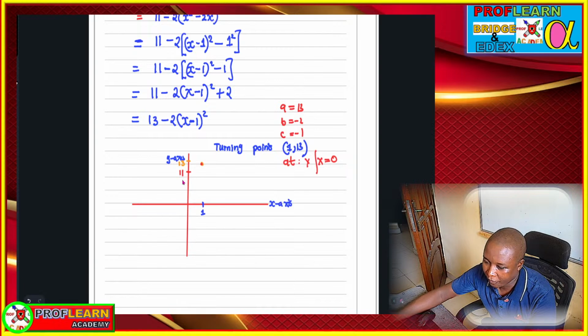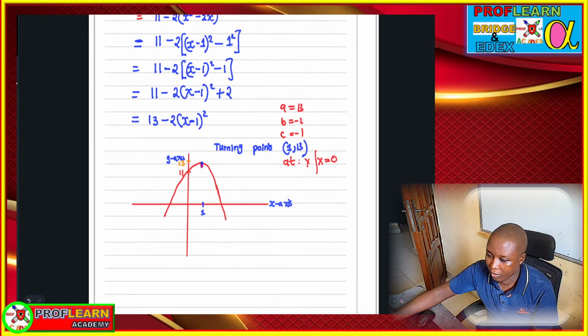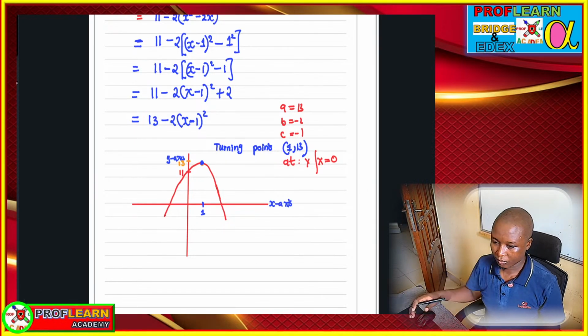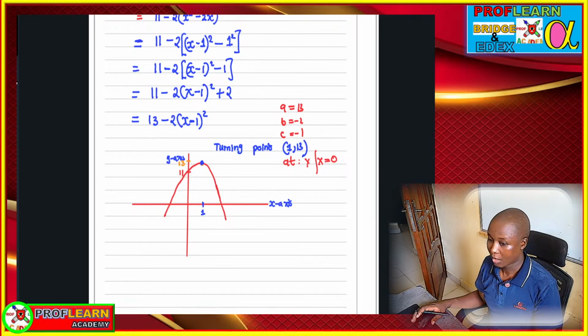So meaning our graph is going to go like that. It will have a turning point, and the graph will open downwards and then curve like that. It's just a parabola that is having a turning point at this point. So as you are about to sit for this exam, remember to ensure that you know how to answer such kind of questions.